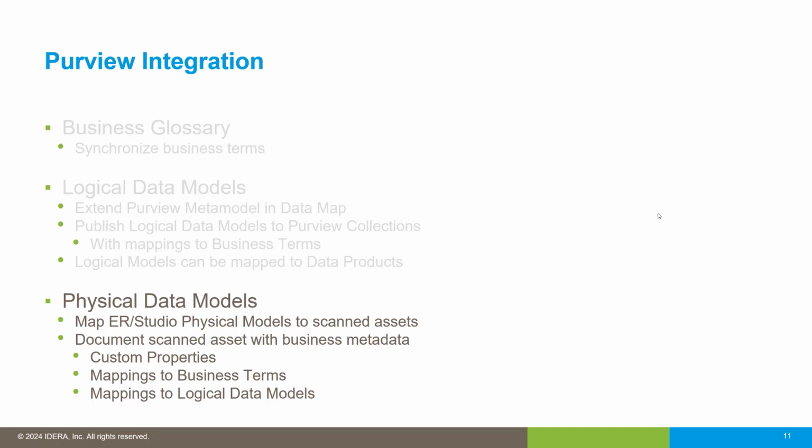Now, ER Studio is a design tool. So we might have documentation that was done in the past, we might have a future design or a newer version of the model. So what we can do is really use that physical model to add business metadata to an existing scan. So once you've scanned the asset in Purview, you can connect the asset in Purview to the physical model in ER Studio. And then when you hit publish, what it's going to do is overwrite selected custom properties to Purview. It will also add things like the mappings to the business terms, then the mappings back to the logical data model that we were just looking at through that realized relationship.